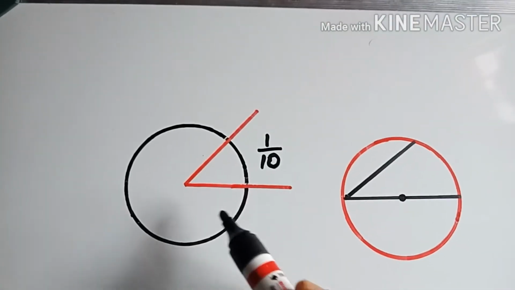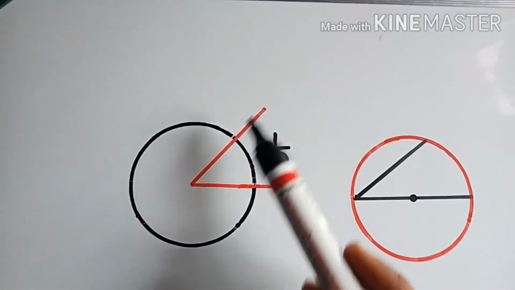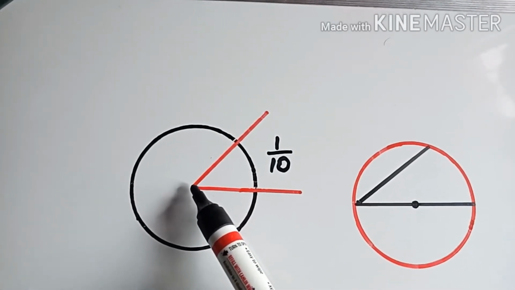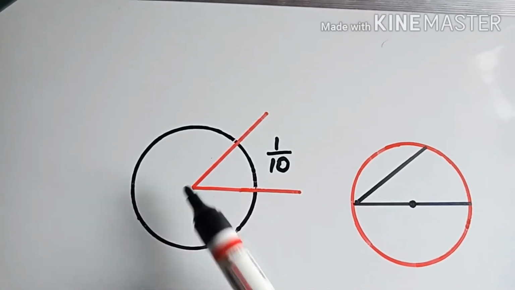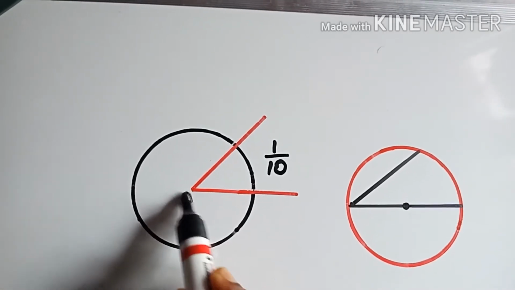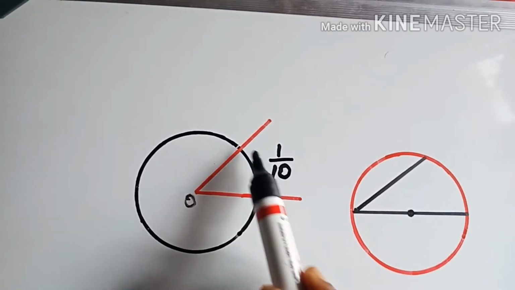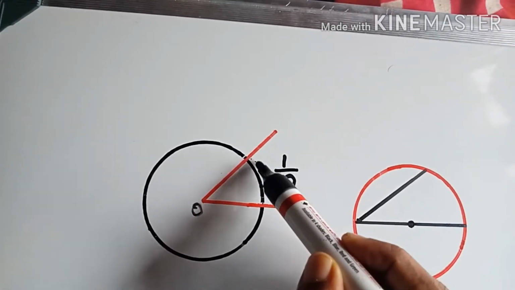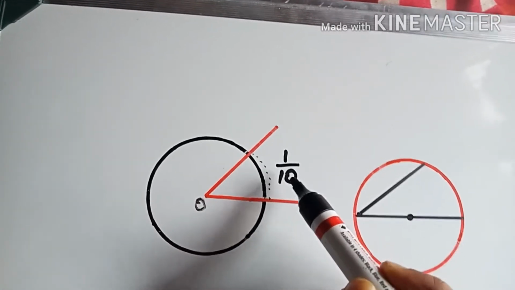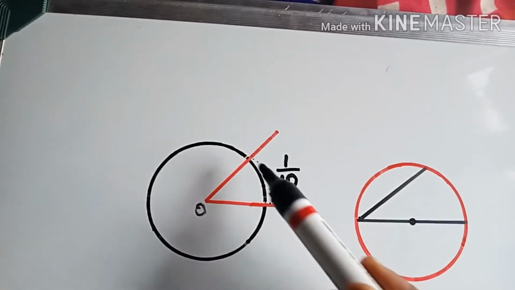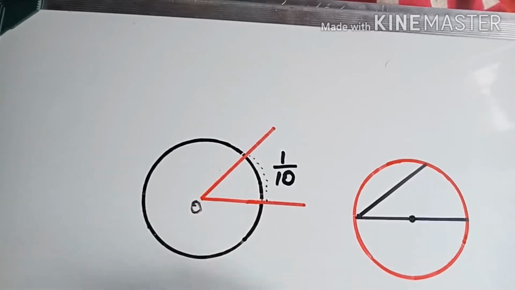Here in the first figure, this rod is bent into the circle at its center. Okay, this is the center O. Now, this rod covers 1 by 10 portion of the circle, that means up to this. This is 1 by 10 portion of the whole circle. This rod covers only 1 by 10 portion of the whole circle.